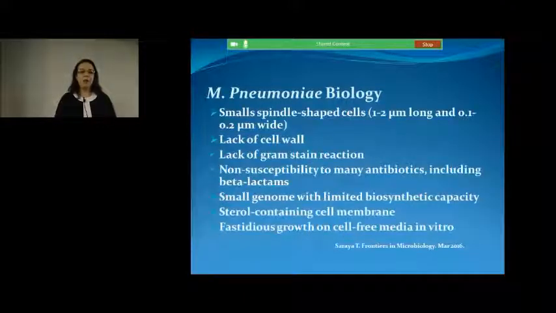Mycoplasmas are small, spindle-shaped cells. They are very small, 1 to 2 micrometers long and 0.1 to 0.2 micrometer wide. They don't have a cell wall. They are prokaryotes, but they don't have a cell wall. And this feature is responsible for some of the biological characteristics of these microorganisms, such as the lack of Gram-stain reaction and the non-susceptibility to many antibiotics, including beta-lactams.